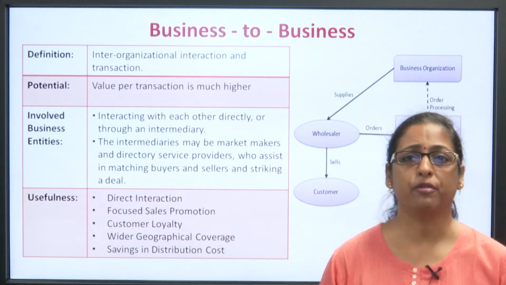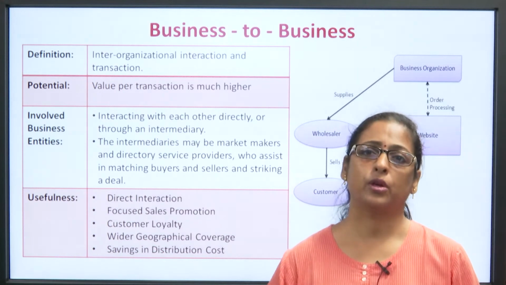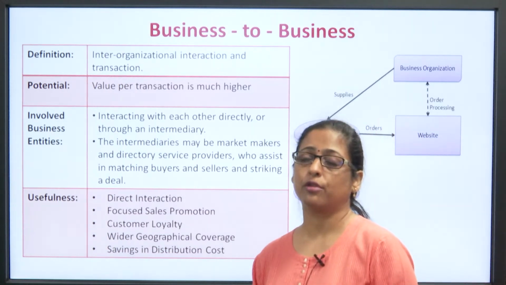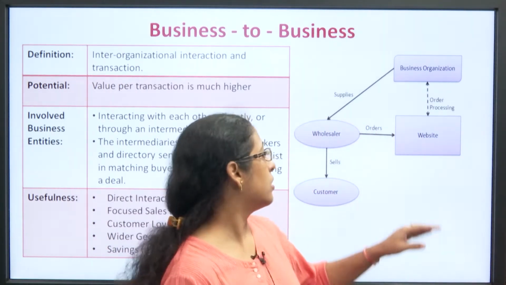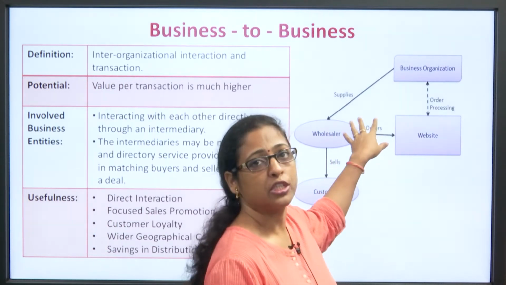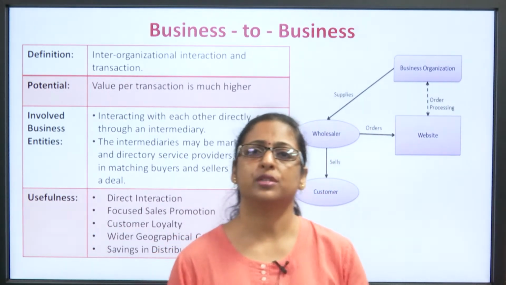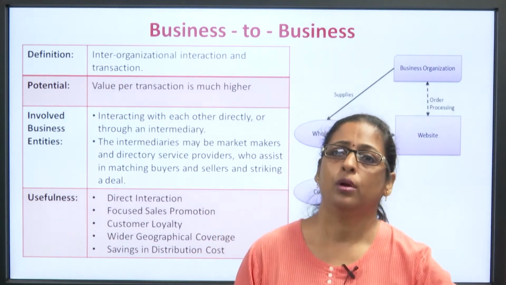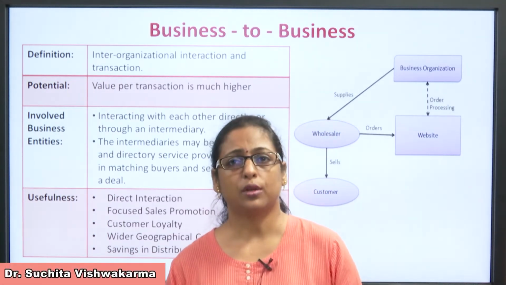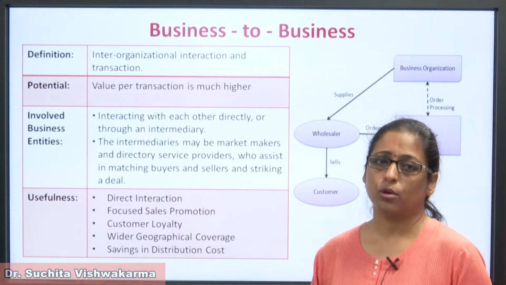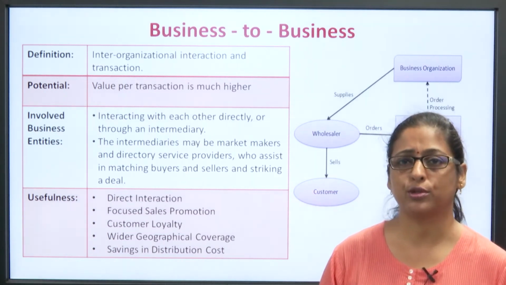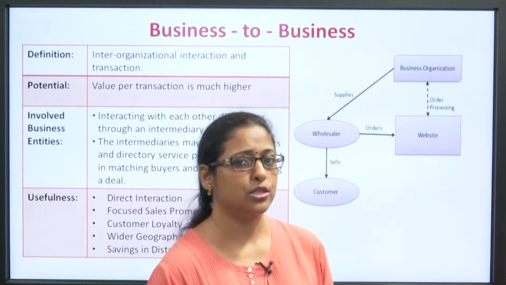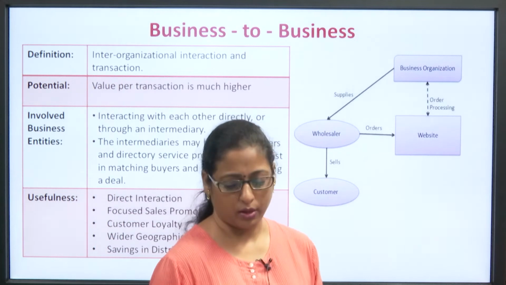They would improve their efficiency because if the communication happens fast, then obviously the order processing and everything will happen fast. There is also a wider geographical coverage, because this business organization need not restrict itself to supplying goods to wholesalers within the city only. It can have buyers who purchase their goods through the online channel across the world, and the distribution cost will also get saved. So, these are the various characteristics and benefits that both these organizations get because they are connected online.